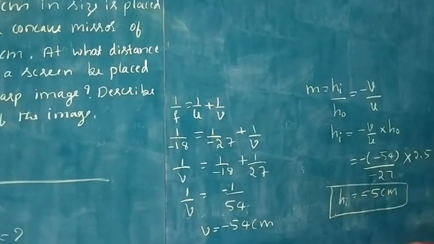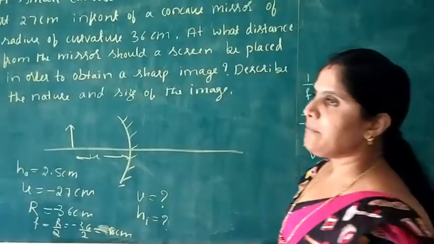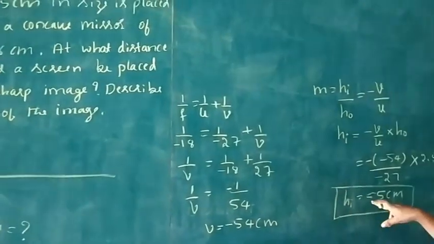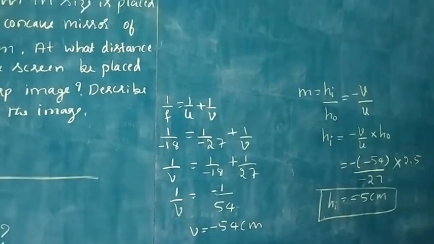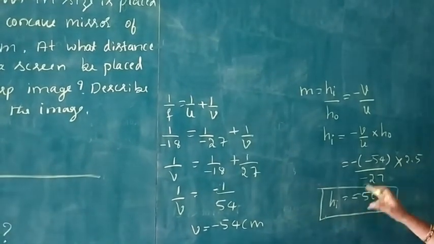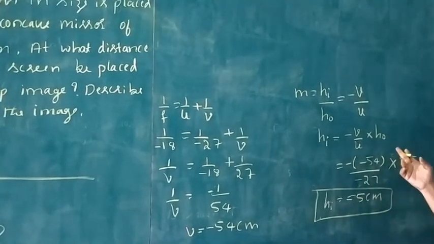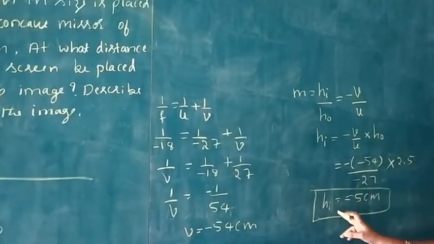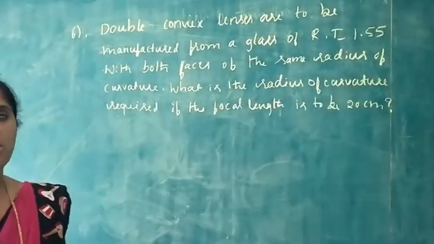This negative sign indicates that the image is inverted, because the height is measured downwards to the principal axis. So here an inverted, enlarged, that is magnified, image is formed at a position of minus 54 centimeter. We shall move on to the next problem.